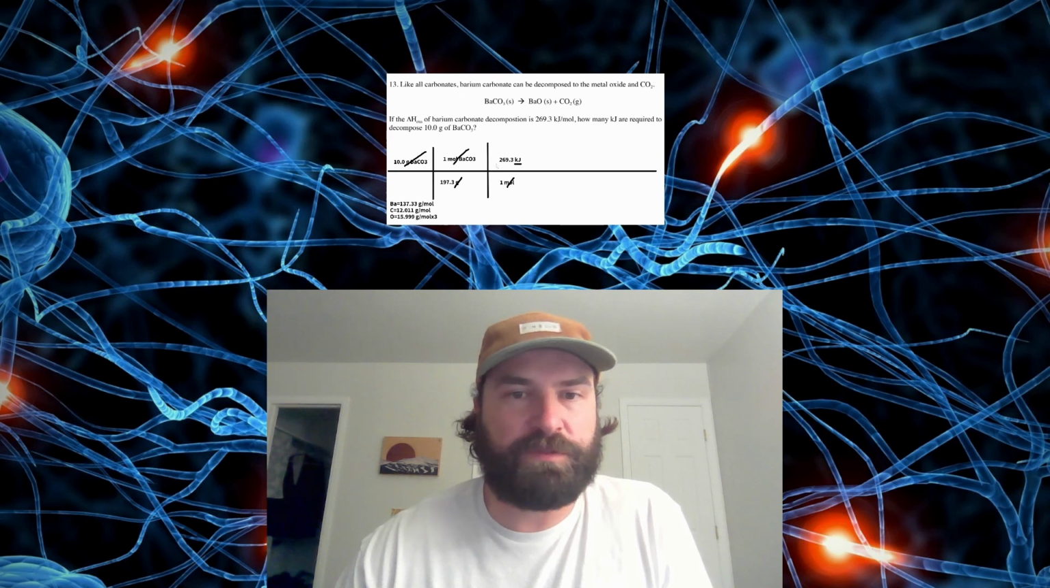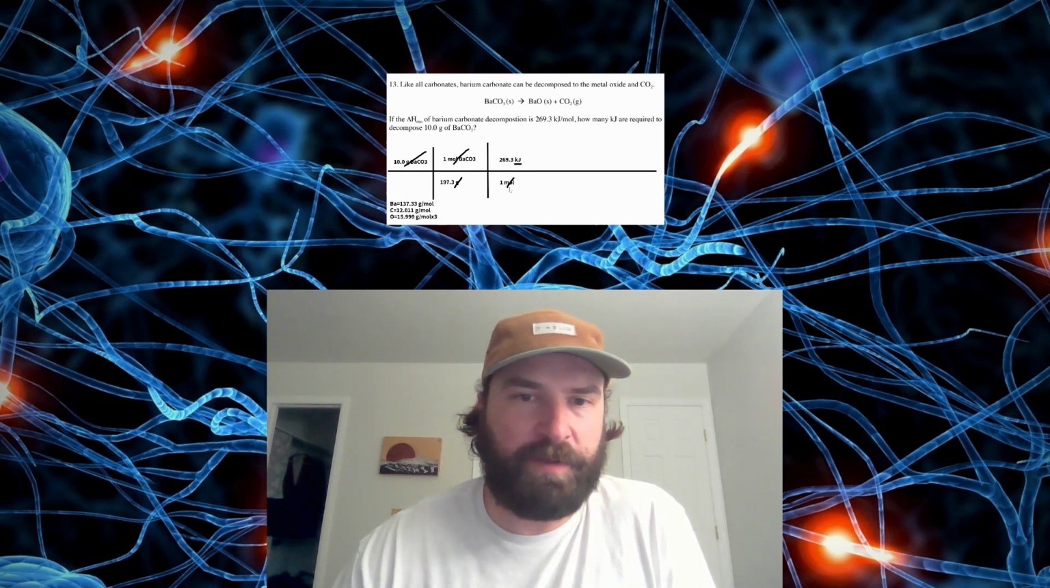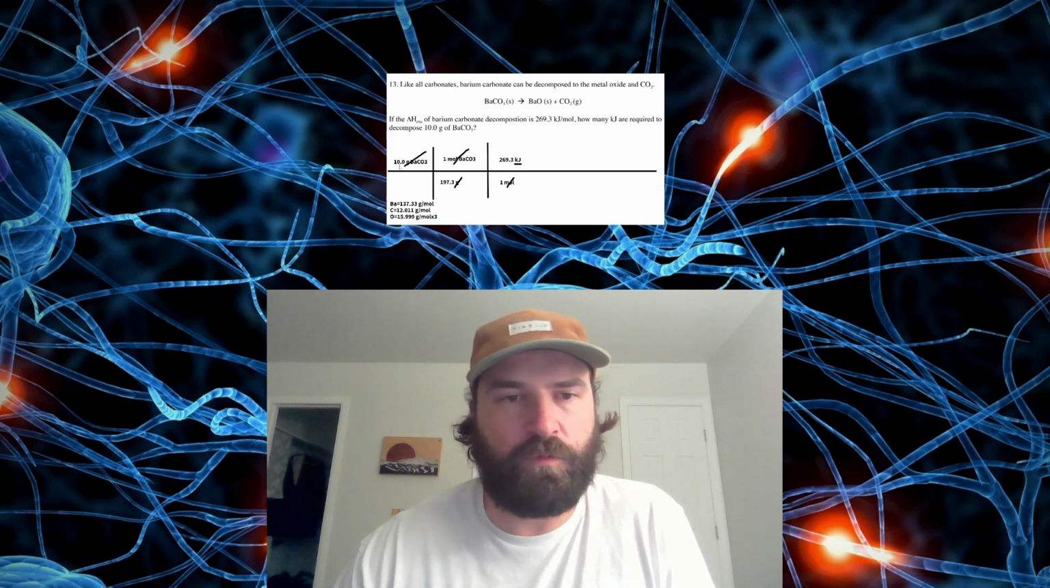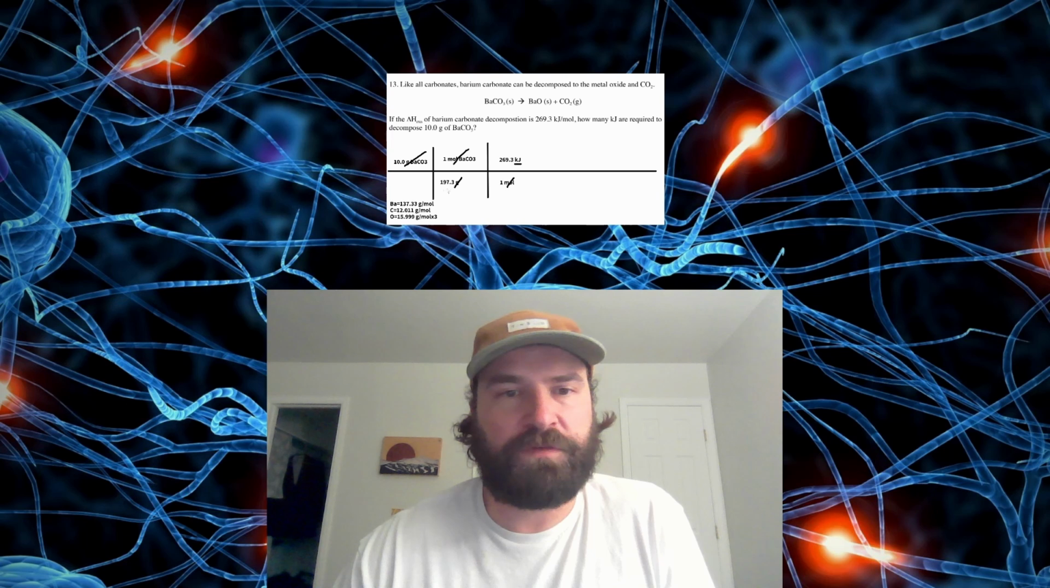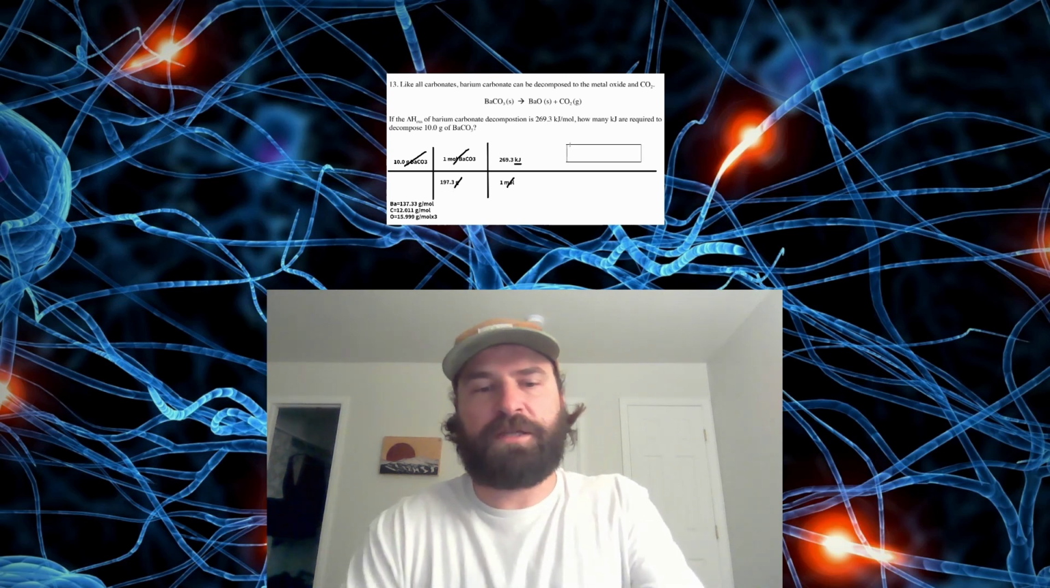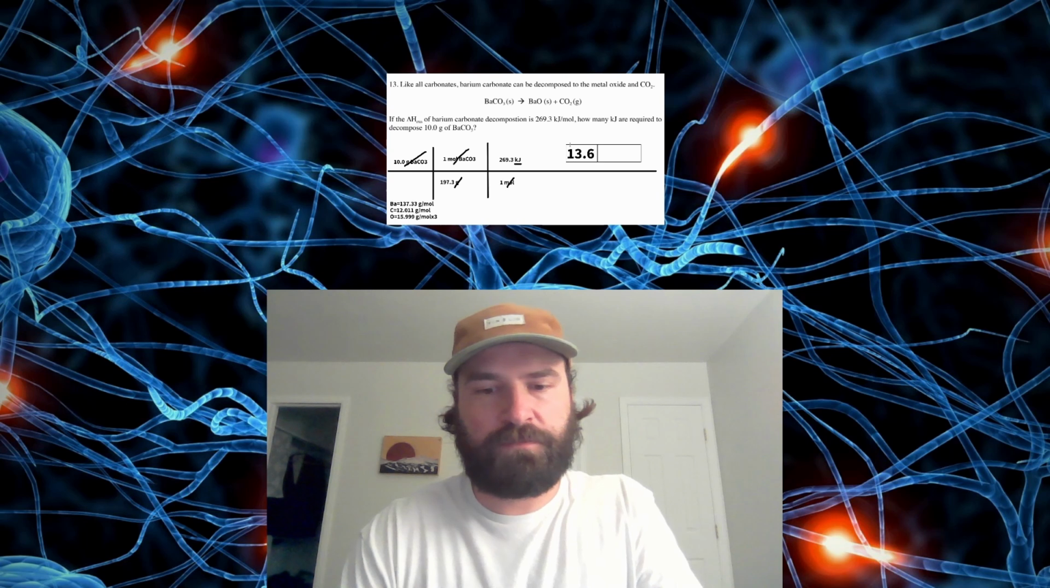Now all we have to do is multiply the top, divide by the stuff on the bottom, and we get our answer. So it's just 10 times 269.3. Multiplying by 1 doesn't do anything. Dividing by 1 doesn't do anything. So I'm just taking the numbers that aren't 1. So 10 times 269.3 divided by 197.3, which gives us our answer of 13.6 kilojoules.